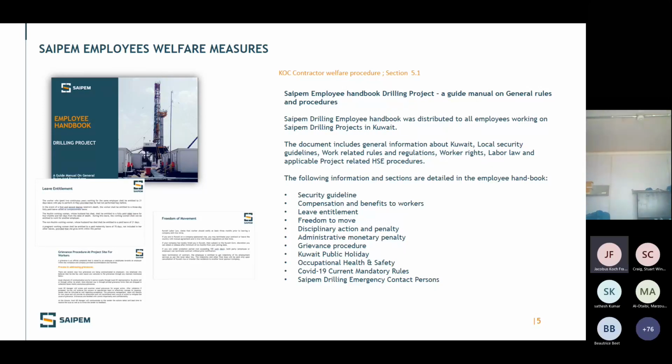This handbook is handed to all employees. They sign for it. On a regular basis, the HR representative in the office goes to the rig, and where possible, this is discussed in person with the employees.